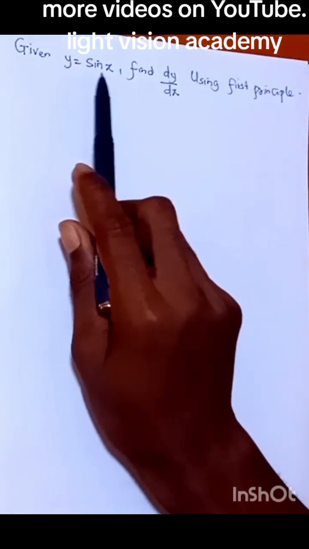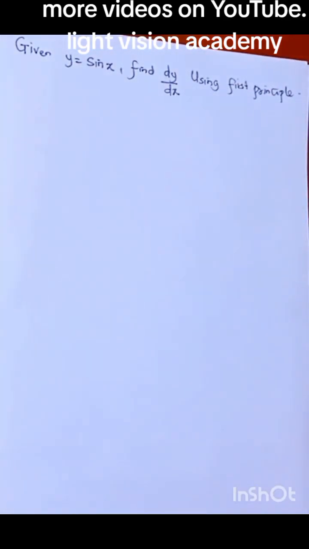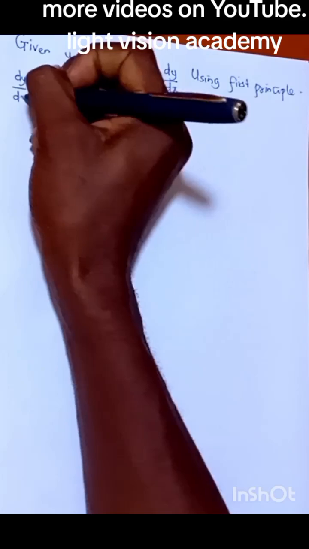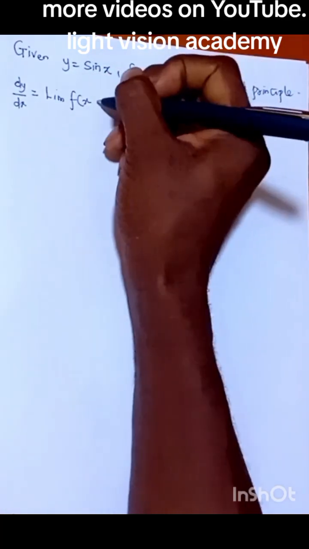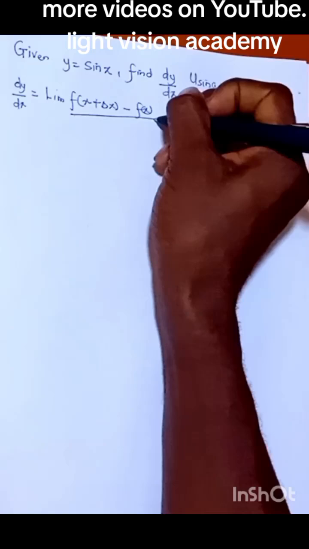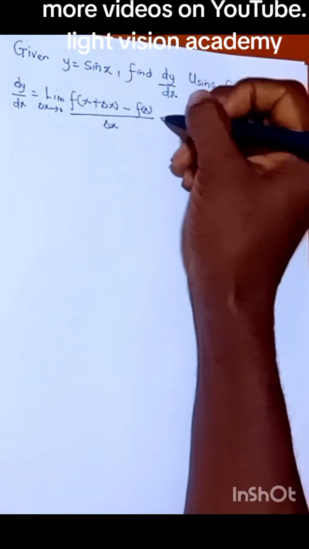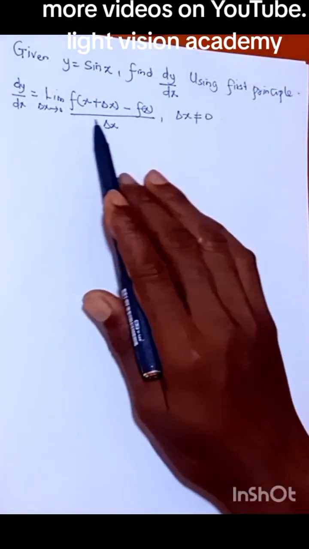Alright, here we have a question saying given y equals sin x, find dy/dx using first principle. Okay, now what does the first principle say? The first principle says that dy/dx equals the limit of f(x + Δx) minus f(x) over Δx as Δx tends to 0. Now notice that Δx is not equal to 0. So this is the definition of the first principle.